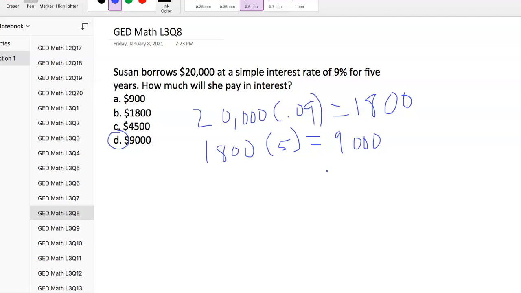But making sure we understand that. Sometimes it will say 9% annually, which makes it a little bit easier for us to understand. But if it doesn't say anything, you just assume when they give you this for 5 years, that that means 5 terms, right? Or 5 units, whatever, right? And so then you're going to have to end up figuring out what 20,000 times 0.09 is, then multiply it by 5. And in this case, it ends up at $9,000.